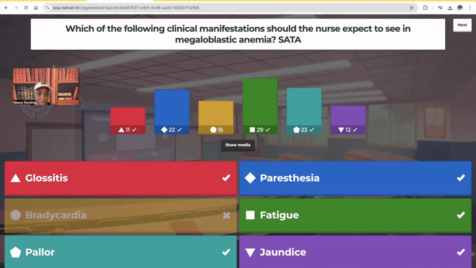Paresthesia. We talked about this. I'm happy a lot of you guys chose paresthesia, numbness, tingling, all of those neurological symptoms. Again, lack of what? B12.